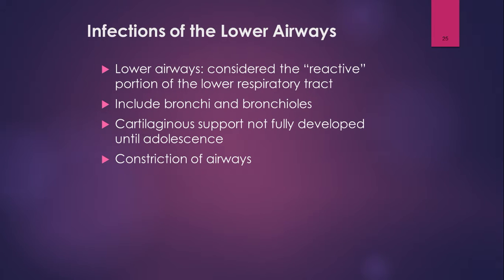The reactive portion of the lower respiratory tract includes the bronchi and bronchioles in children. Cartilaginous support of the large airways is not fully developed until adolescence. Consequently, the smooth muscle in these structures represents a major factor in the constriction of the airway.